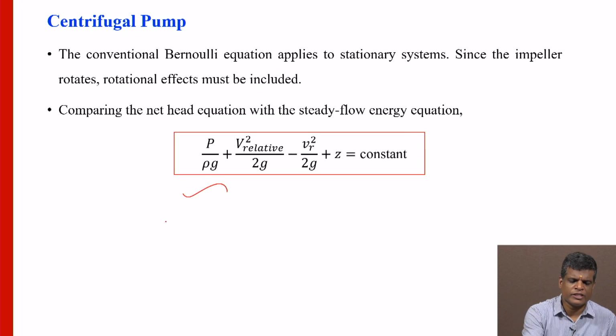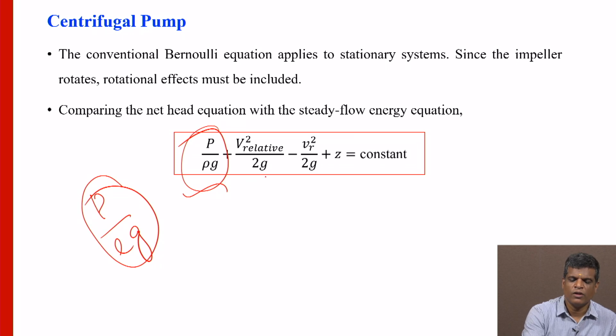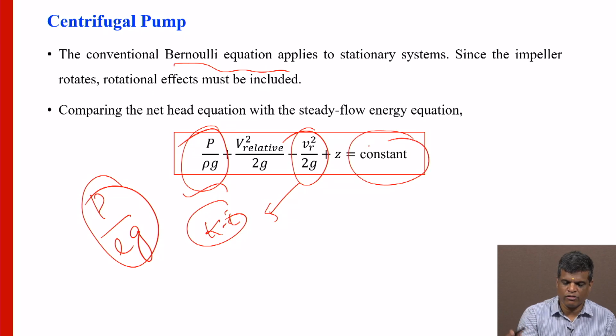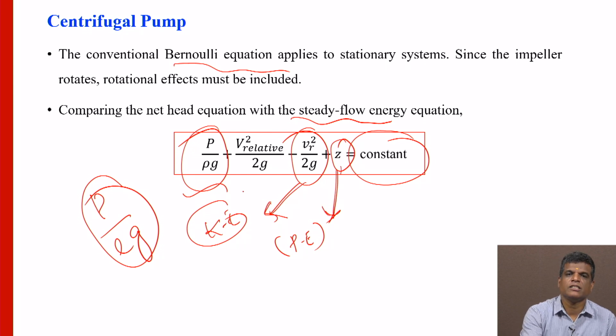This is a very famous equation, which I already discussed. P by rho g is the pressure energy, and the other term is the kinetic energy. This is the Bernoulli equation, which we discussed in the previous class. It assumes steady state; if it is unsteady, then we have to add terms in terms of velocity. So we always assume a steady flow energy equation. This term is the potential energy. So three types of energy are involved: potential energy, kinetic energy, and pressure energy, P by rho g. Comparing with the net head equation, we can always take this.